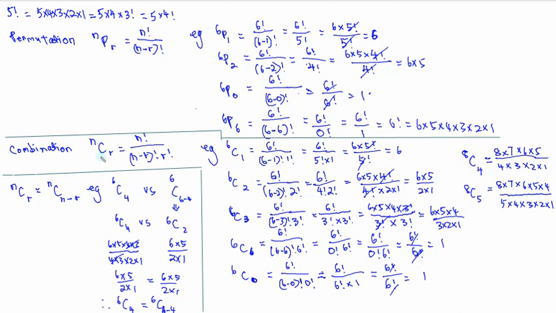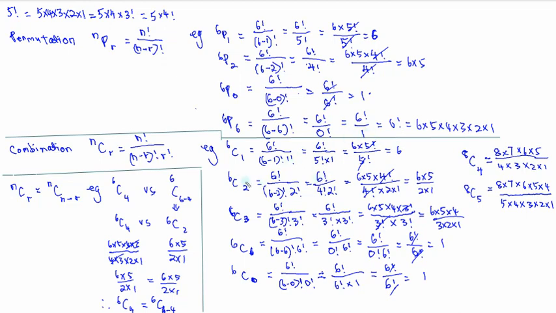Now, combination. The difference is the capital letter P and C. For combination, you look at this and this, there's an additional r factorial. This and this are the same as the permutation, but you have this extra one, that r factorial. Now, 6C1 is 6 factorial over 6 minus 1 factorial, and then 1 factorial. Simplify, cancel, you get 6.